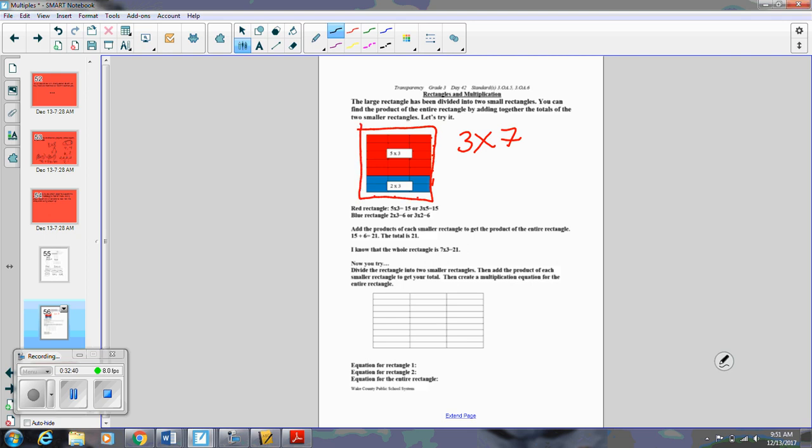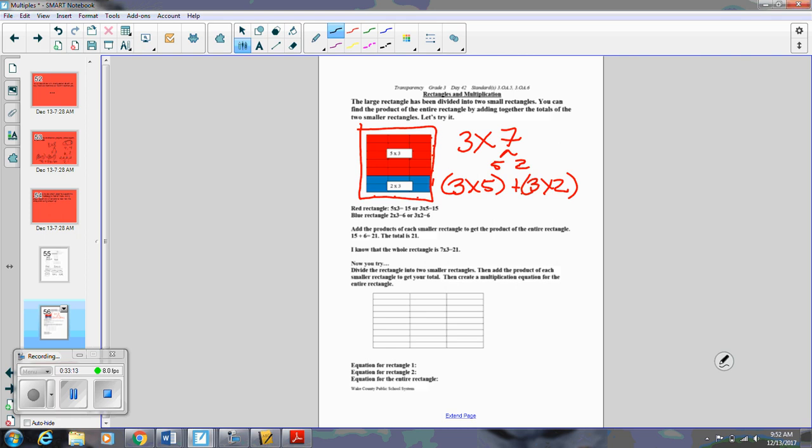I don't like my 3s. I don't like my 7s. We're going to break apart. Probably going to break apart the 7s. You could do the 3s, but for this one we're going to break apart the 7s into what, likely? Nathan? 5 and 2. So now I have a 3 by 5 and a 3 by 2. Are we good with that? Yes. Take a look at my array now.